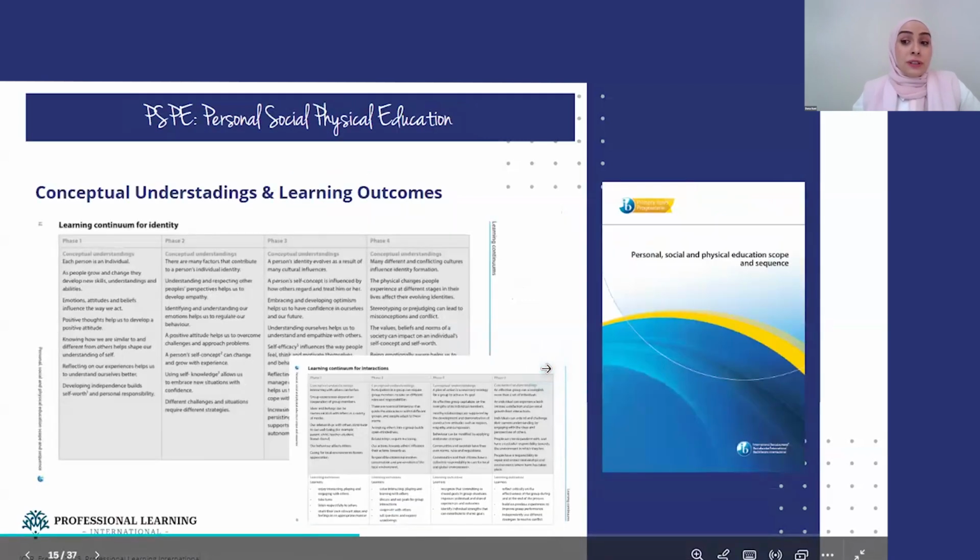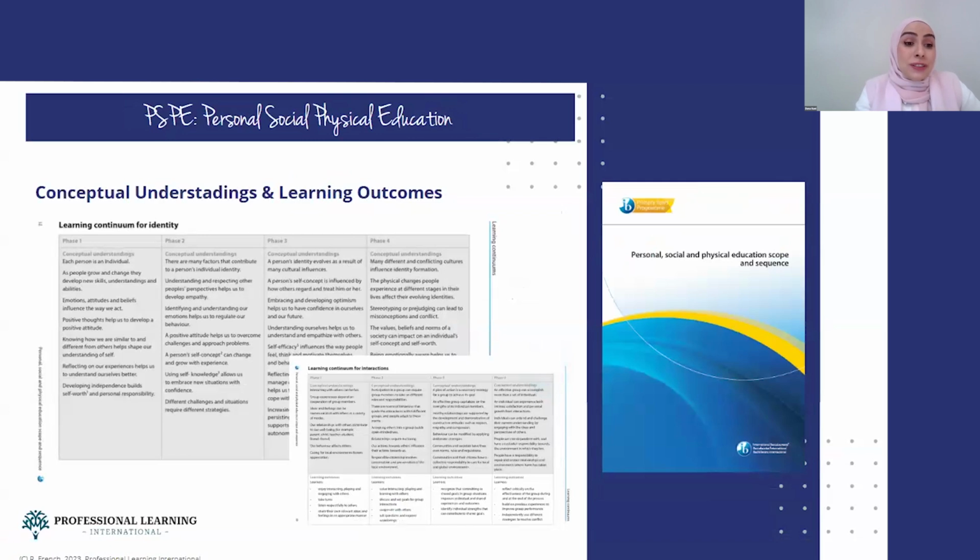Another resource for those of you who are IB teachers, definitely you know that in the PYP, we have a subject called PSPE, which is Personal Social Physical Education. And here you can find part of the competencies of the social emotional learning are already in the scope and sequence. So as you can see here in the screenshot, they speak about identity as one of the strands and interaction. And luckily, you have the conceptual understandings, which will definitely help you in planning your session conceptually.